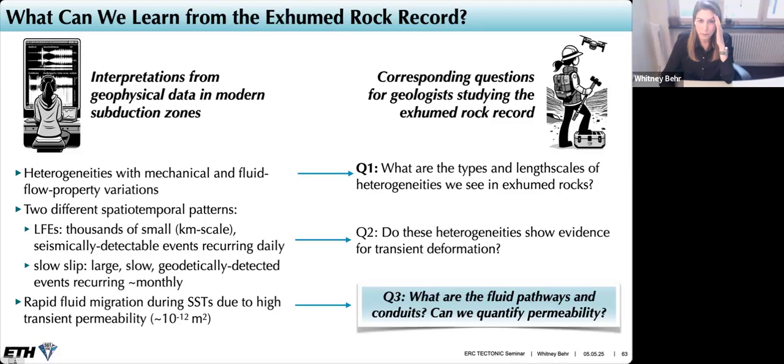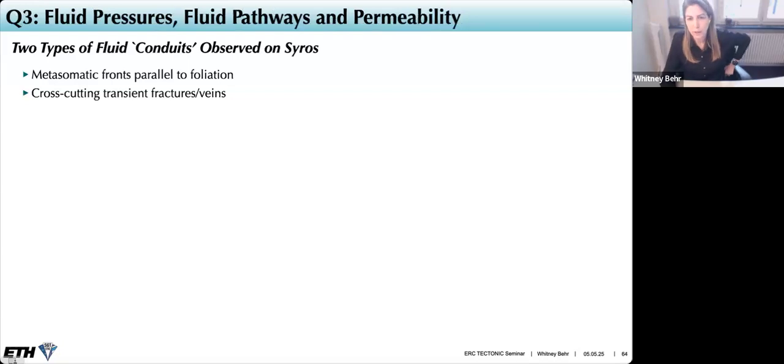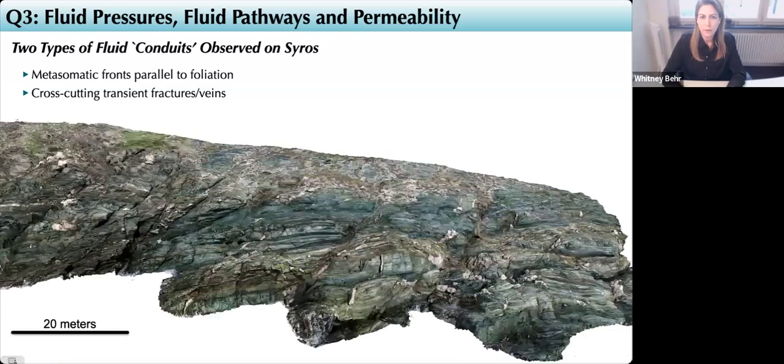So to come to the last question on fluid pathways and permeability, the primary fluid conduits that we see on Syros are actually features I've already highlighted in some of the earlier discussion. So the plumbing systems in subduction zones, this is not a new concept. Lots of people have recognized that they tend to consist of two primary fluid conduits. There's these metasomatic fronts that form parallel to the foliation. And then there's cross-cutting transient fractures or veins, like I was showing in the previous images. And here's an outcrop that nicely illustrates both of these features, but these kinds of things are observed all over Syros and many other subduction complexes.